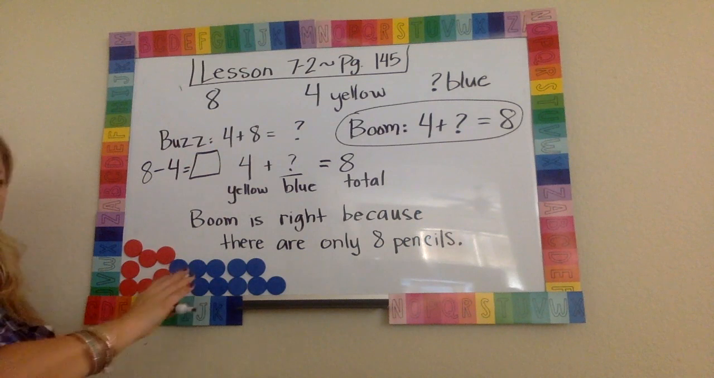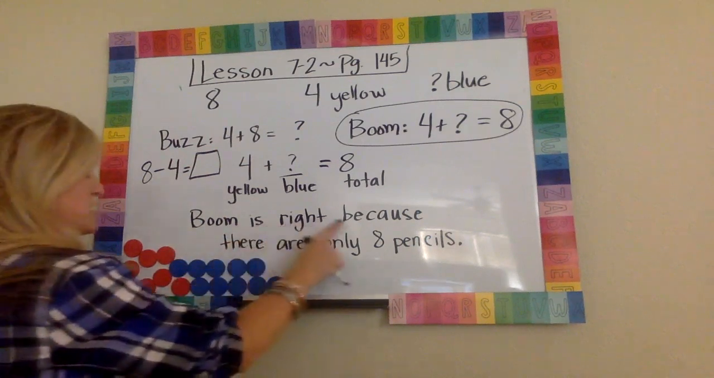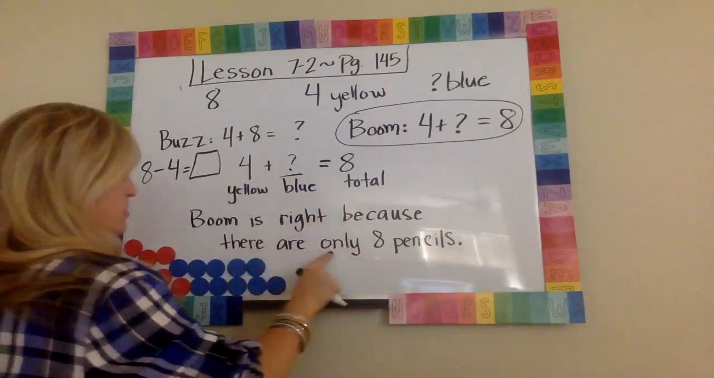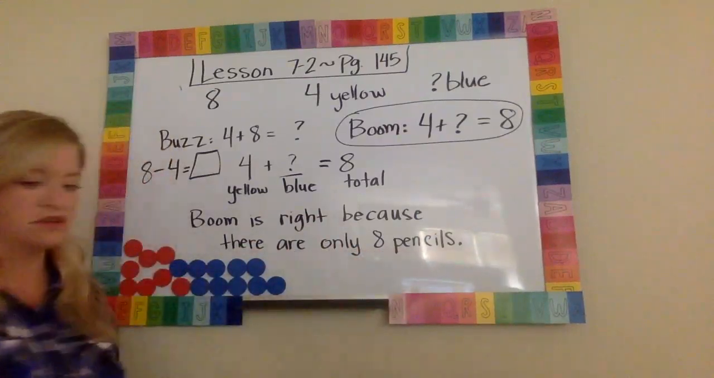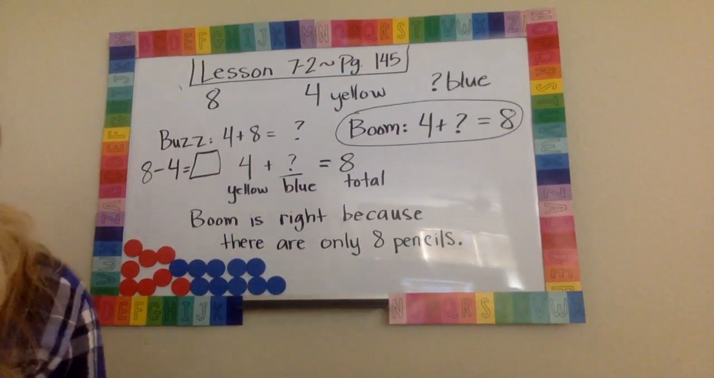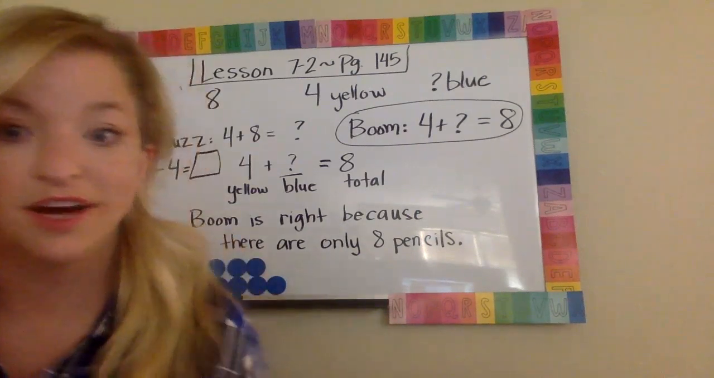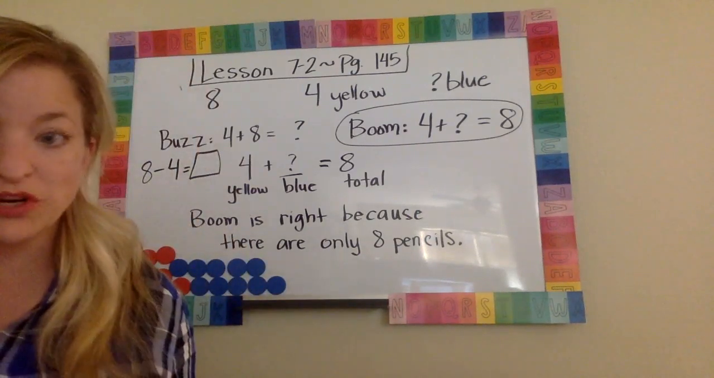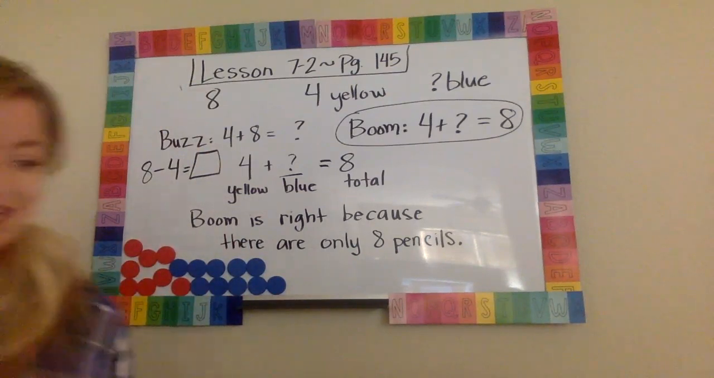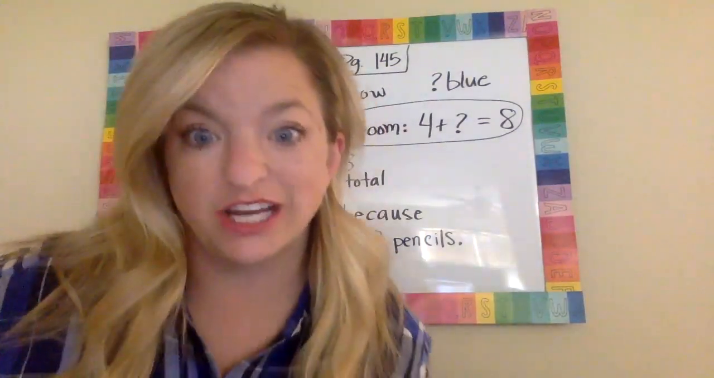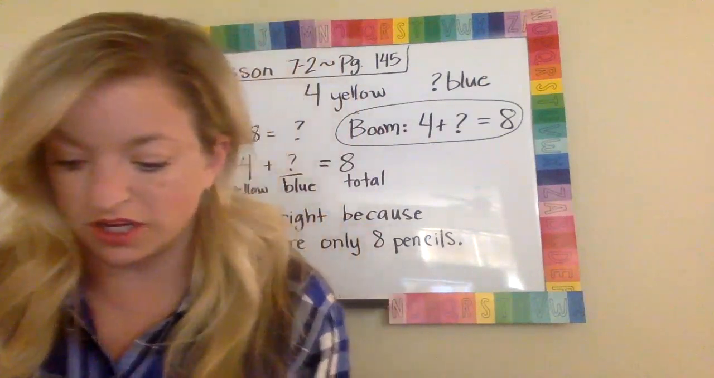So pause this and write this down. Boom is right because there are only 8 pencils. That is a very long sentence, but please write that down. All right, pause. I'm gonna erase it, so I hope you wrote it all down. If you didn't, you're only cheating yourself, guys. This is important for your learning.